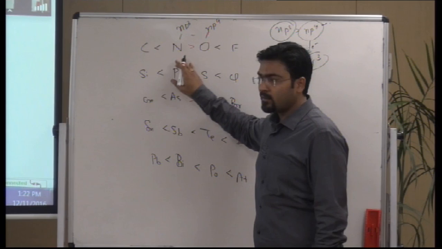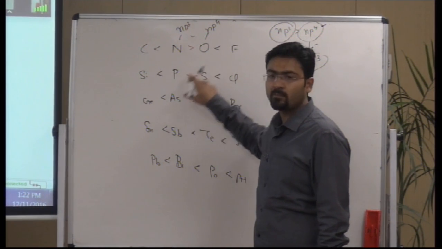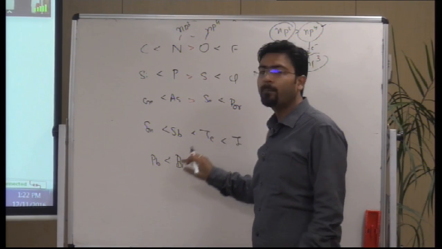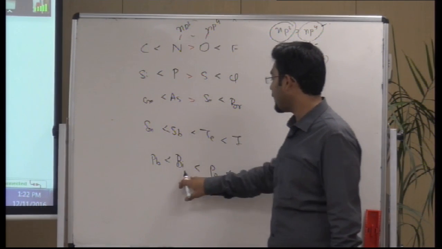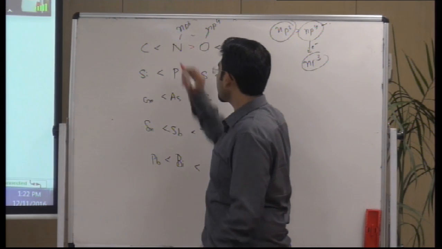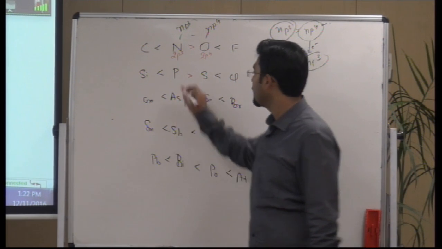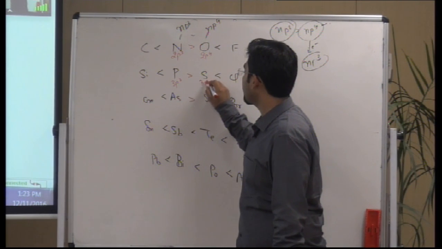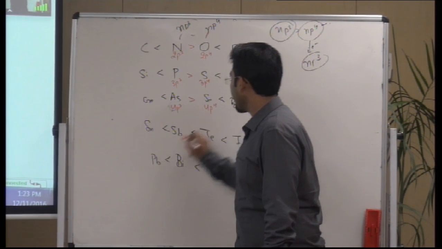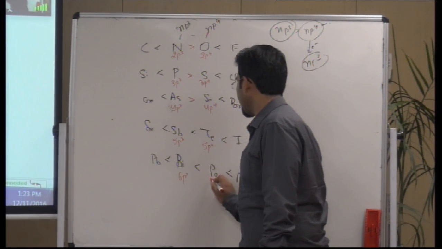So this effect is prominent and reverses the trend between nitrogen and oxygen, between phosphorus and sulfur, between arsenic and selenium, but does not reverse the trend between antimony and tellurium, and bismuth and polonium. Why does it happen? See, here we are talking about the difference in the stability of 2p3 and 2p4. Here we are talking about the difference in the stability of 3p3 and 3p4. Here it is 4p3 and 4p4. Here it is 5p3 and 5p4. Here it is 6p3 and 6p4.